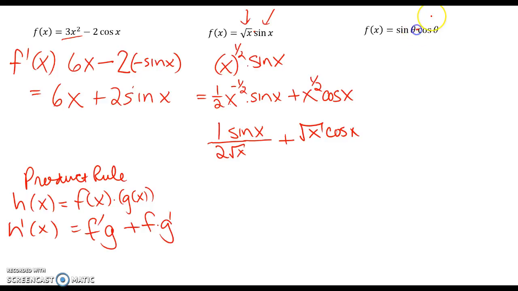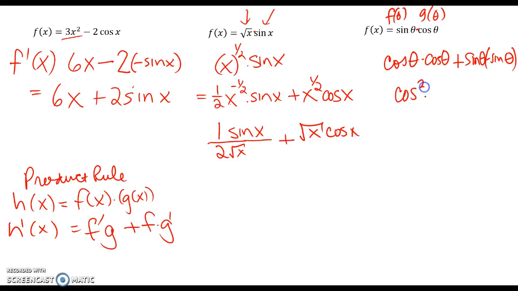Now here again, we're going to use a product rule where sine of theta is f of theta, cosine of theta is g of theta. So the derivative of sine, cosine theta times g, right, plus sine times the derivative of cosine, which is negative sine. Right, so cosine theta times cosine theta is cosine squared theta. Notice this becomes a minus sine squared theta. All right?